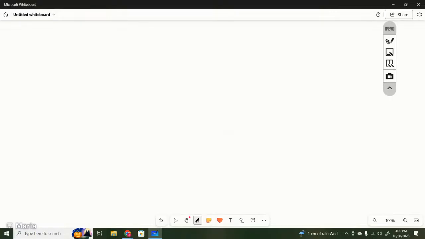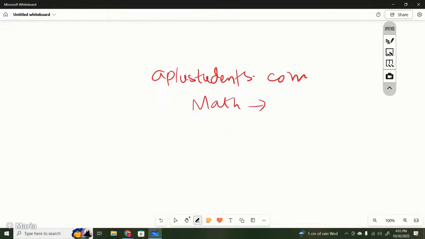We are here for grade 5 math. You can find all the lessons on aplusstudents.com. You have to log in there using your email address, and the password is provided by the administrator. Then you have to select math from the subject tab. Scroll down to grade 5 math and then click on view all lessons. There you can find a list of the chapters.